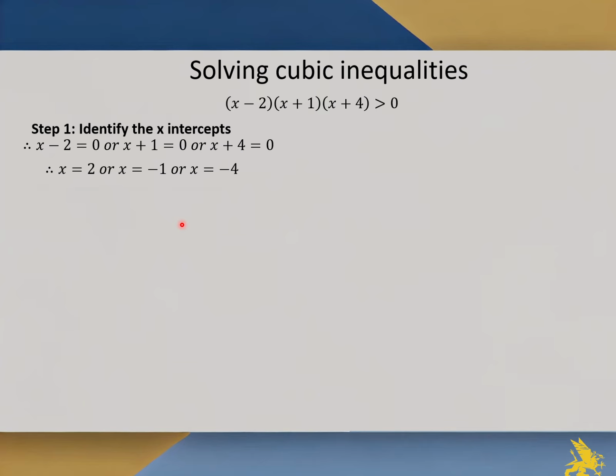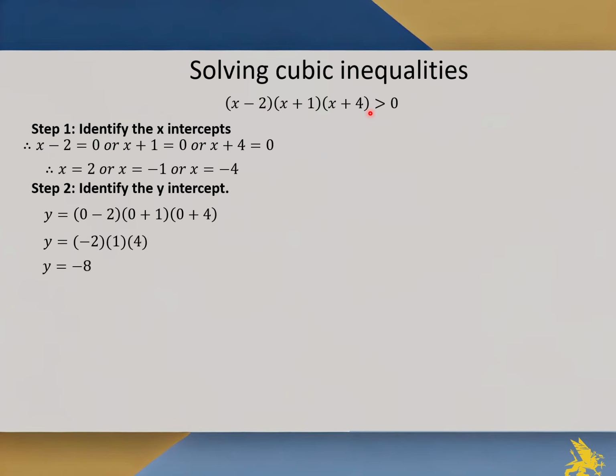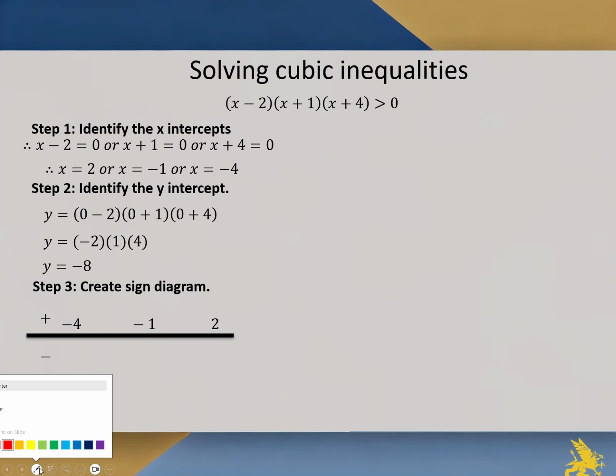If I identify the y-intercept, for the y-intercept, x must be 0. So I've got -2 times 1 times 4, and that gives me -8. And if I then use a sign diagram, I'm using my x-intercepts, and I pick a point on either side. So I'll start off with over here, so -5.